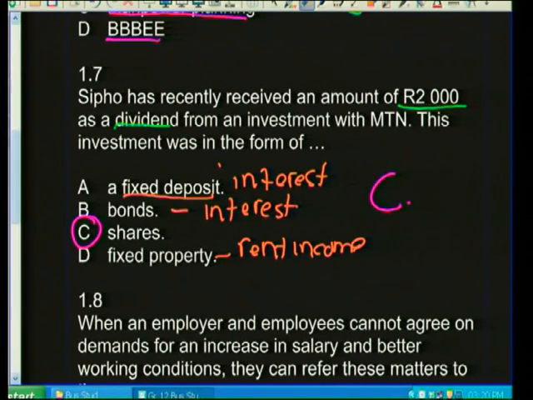Why is our answer shares? Is when the company, when they make a profit, they are going to issue a dividend. And that dividend will be our share of that profit. Right? So that's why the answer there is C. Let's look at the next one.